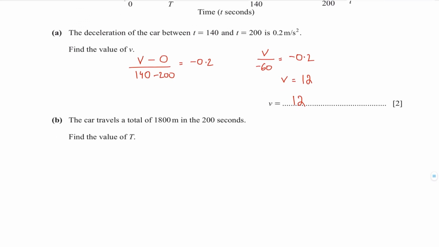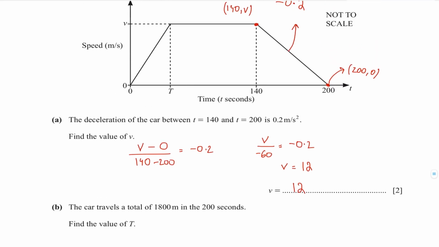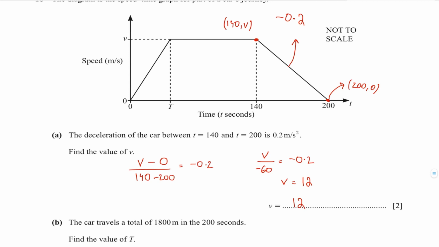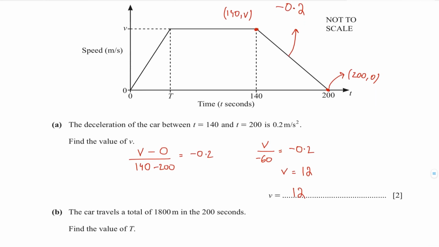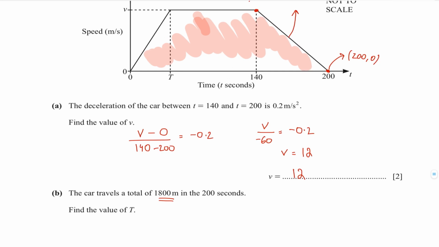Okay, so part B says the car travels a total of 1800 meters in 200 seconds. So bear in mind that since this is a speed time graph, its gradient is equal to acceleration or deceleration, and its area is going to be equal to the distance traveled, which is 1800. So this shape we can see is a trapezium, so the area of this trapezium, the one that I am highlighting, is going to be equal to 1800. So how do you calculate the area of a trapezium? Well, half into sum of parallel lengths. So the parallel lengths here are going to be the two horizontal lengths that we have.